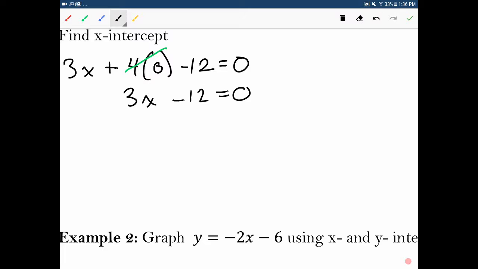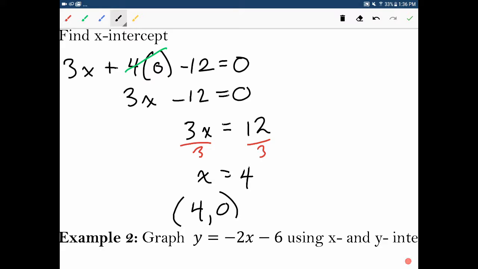Okay, or for x, sorry, not for 3. First we'll find 3x. We move the 12 over to the other side. It's going to become positive. Okay, and then we've got to get rid of that 3, so we divide both sides by 3, and we get x equals 4. So there we go. Our first intercept is (4, 0).